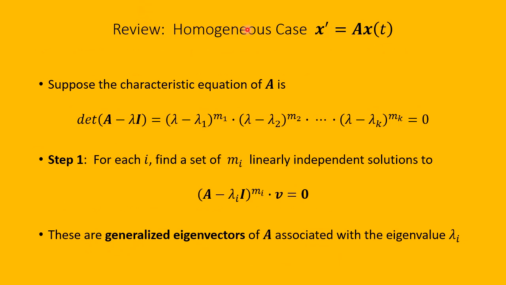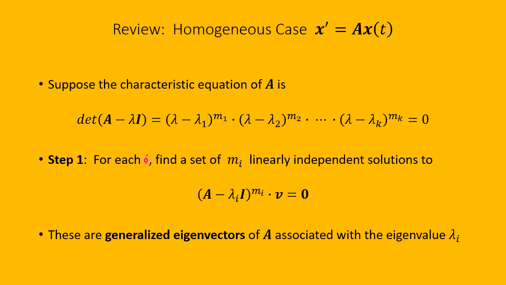Still considering the system of homogeneous equations, suppose the characteristic equation of the matrix A is the following: (lambda minus lambda sub 1) to the m sub 1 power, (lambda minus lambda sub 2) raised to the m sub 2 power, through (lambda minus lambda sub k) to the m sub k power equals 0. Then we're going to do the following. We'll look at each of these factors separately.